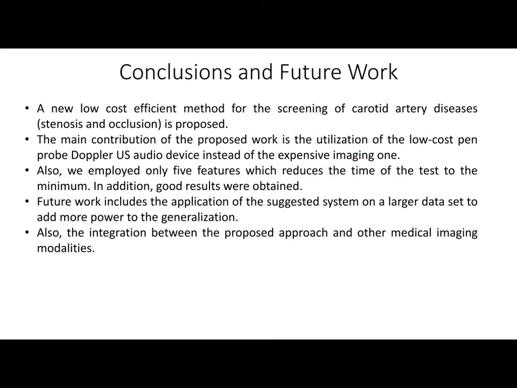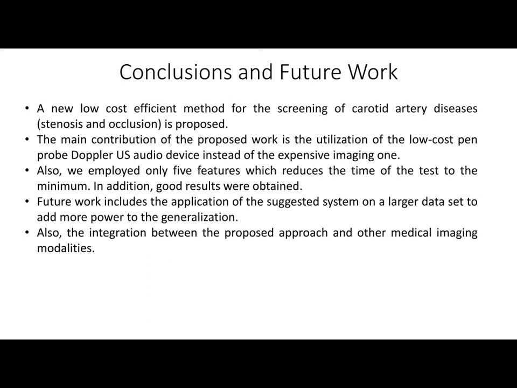In this paper, a method for the screening of carotid artery diseases is proposed. The main contribution of the proposed work is the utilization of the low-cost pen probe Doppler ultrasound audio device instead of the expensive ultrasound imaging modality. Also, we employed only 5 features, which reduced the time of the test to the minimum. In addition, good results were obtained.